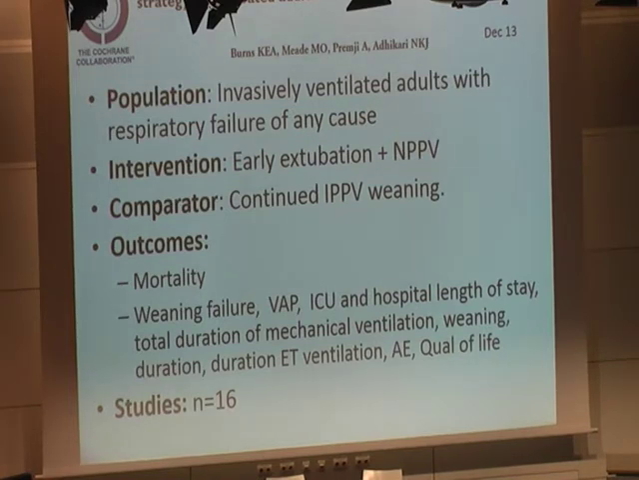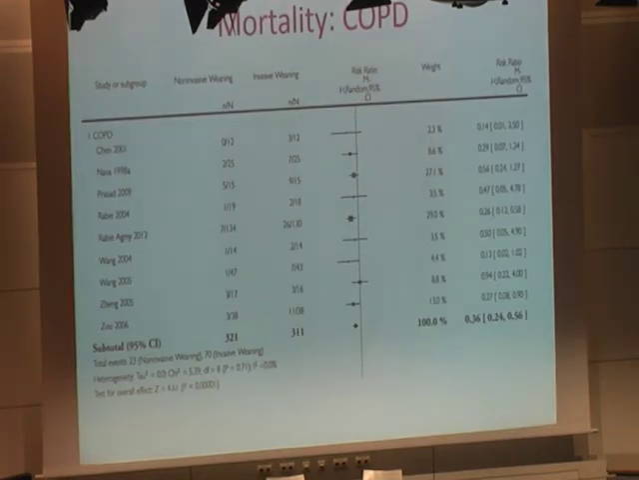The available evidence was reviewed around 4 years ago by the Toronto group in a Cochrane review done very robustly, where the question they asked was whether invasively ventilated adults with respiratory failure of any cause who underwent early extubation with provision of mechanical support with non-invasive positive pressure ventilation, versus what we might call conventional weaning with an endotracheal tube, had altered important clinical outcomes as listed there. They found only 16 studies, and I'll present some of the key findings to you.